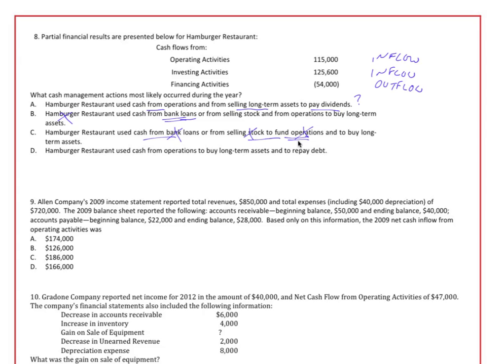And then hamburger restaurant used cash from operations to buy long-term assets. Well, no, because if they were buying long-term assets, it would be a cash outflow on investing activities. Repaid debt, yeah, that's possible, but no, definitely not. And so there is indeed only one right, plausible answer, and it's A.